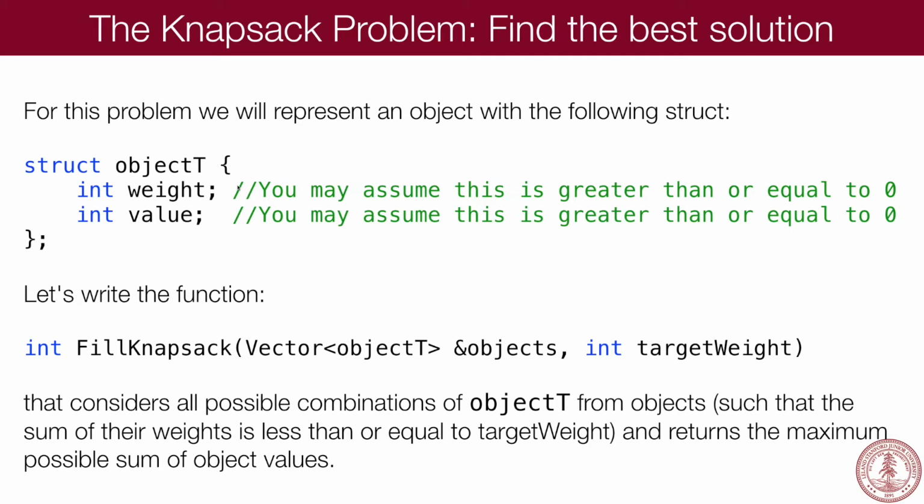Okay, so let's write the actual function. Here's the function we're going to write. It's called fillKnapsack. We're going to give it a vector of these objects, and we're going to give it some target weight. In other words, that's how much the backpack can hold. We're going to consider all possible combinations, and we're going to return the maximum possible sum of values. In other words, some best score, if you will.